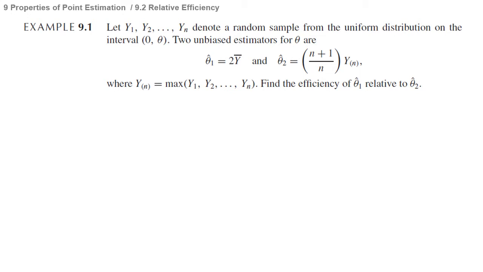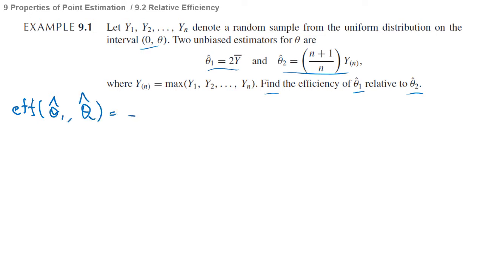let's move on to example 9.1. Let y1, y2, ..., yn denote a random sample from the uniform distribution on the interval (0, theta). Two unbiased estimators for theta are these. And the problem is to find the efficiency of zeta 1 hat relative to zeta 2 hat. So we want to find the relative efficiency of zeta 1 hat relative to zeta 2 hat.